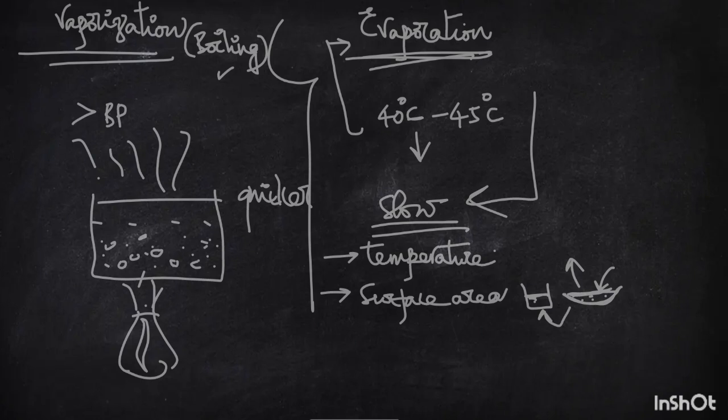And wind speed also affects the evaporation. If wind speed is more, then the evaporation will be more. The rate of evaporation increases with speed of wind. And humidity also plays an important role. Increase in humidity slows down the evaporation.